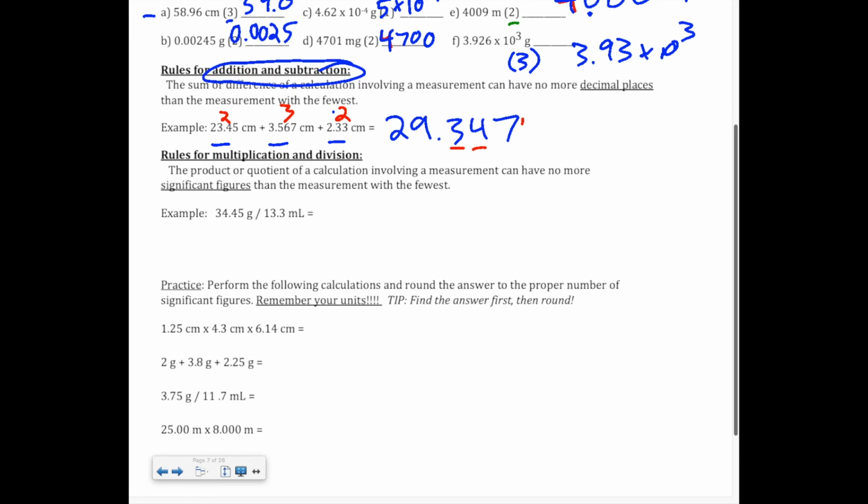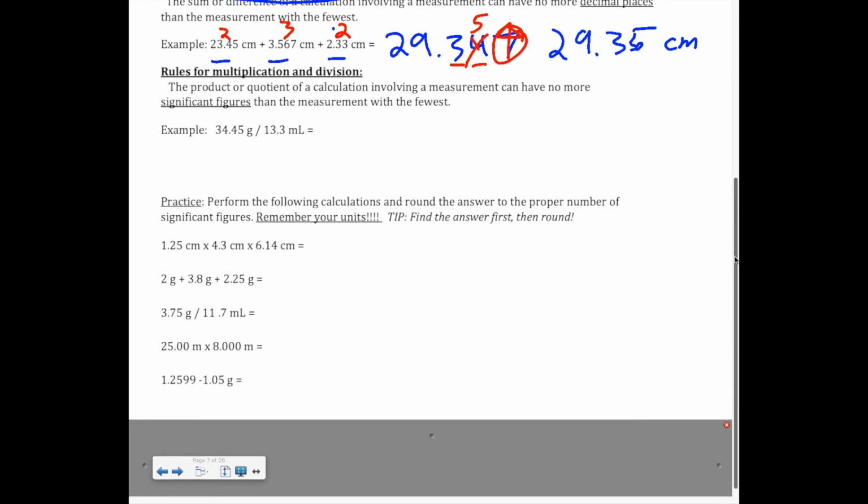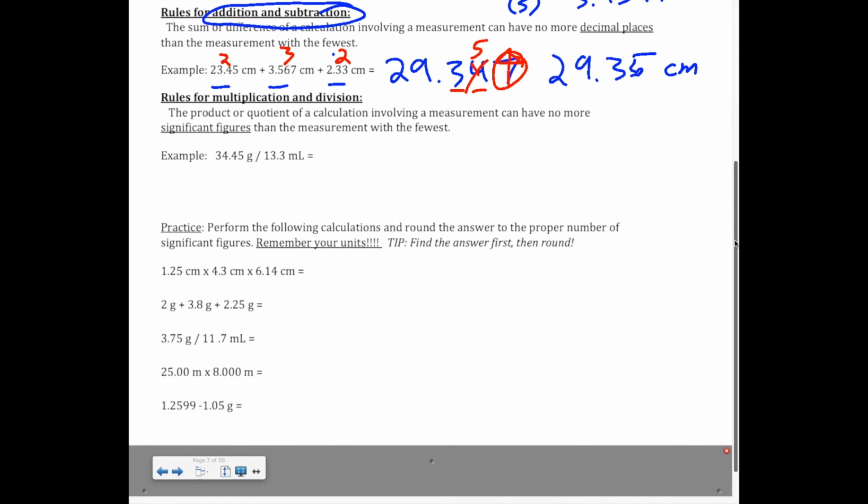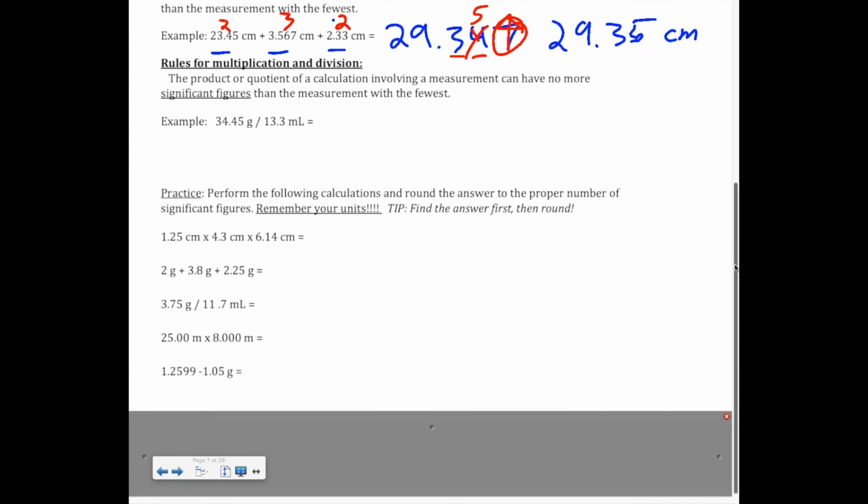Oh, so that must mean that this is my rounding digit. So I round up right here. That rounds up to a 5. So this one turns into a 5. So therefore, we become 29.35. That is my answer, and my units would be centimeters. Okay, since simple addition will just carry the units, it will not multiply the units.